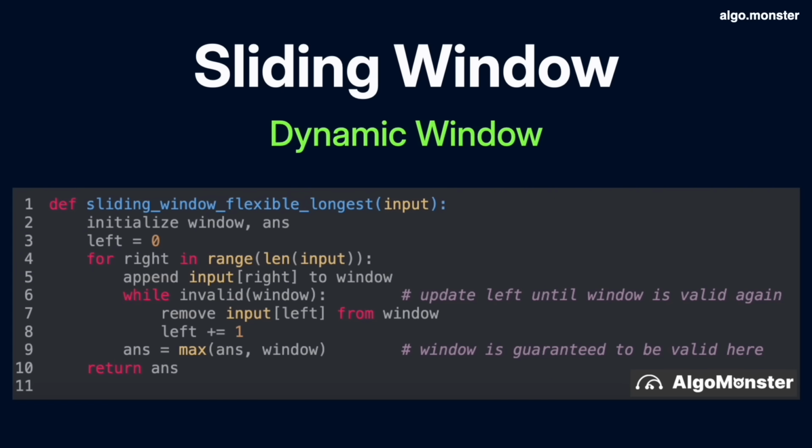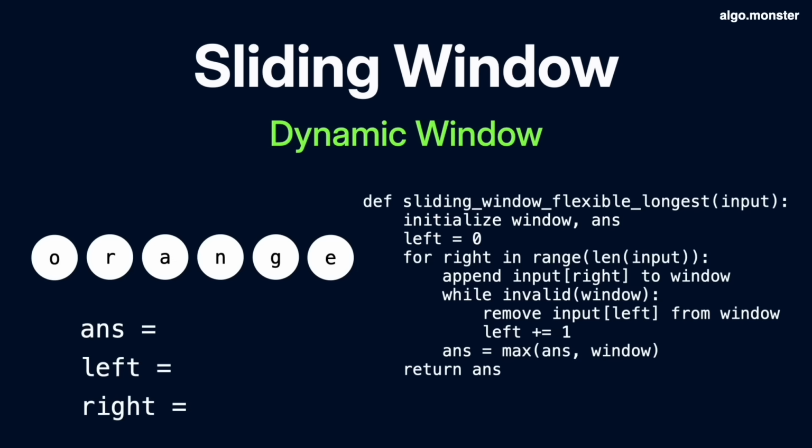Again, let's break this down so we understand it. You start with an empty window and grow it one element at a time from the right. Every time you add a new element, you check if the window is still valid. Once the window is valid, you update your answer. This usually means something like tracking the characters in the window to see if they meet some condition. If the window is invalid, you start removing elements from the left, shrinking the window until it becomes valid again. Now, let's see these two templates in action.